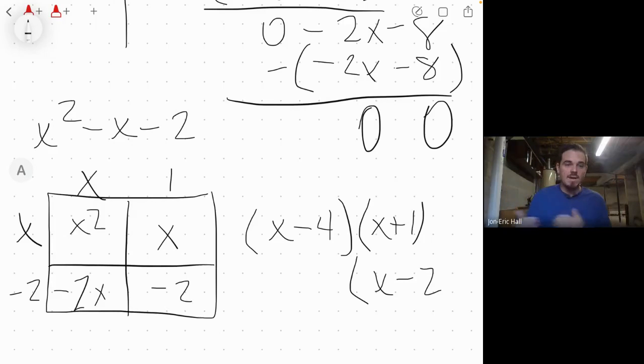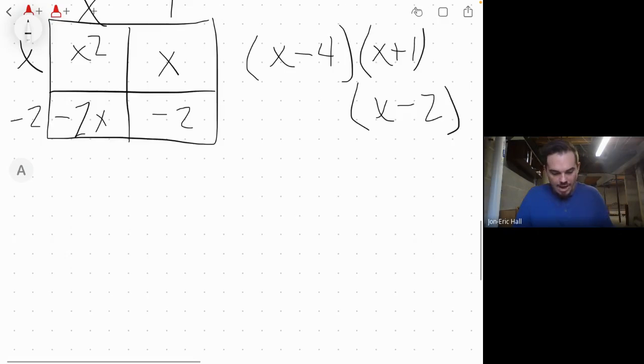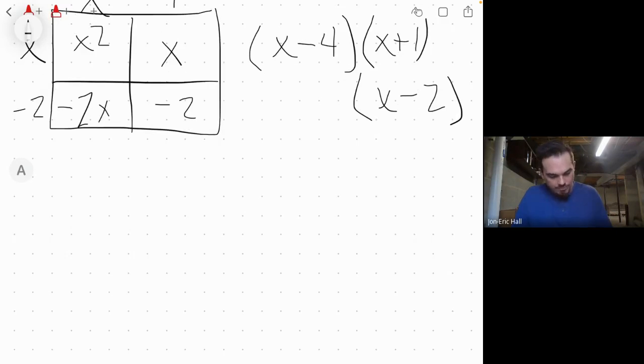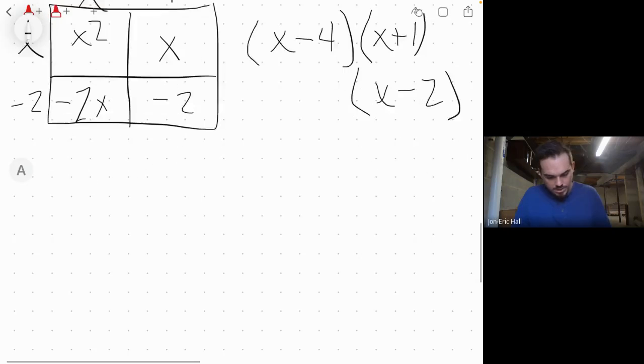Could you have graphed that and found them a lot quicker? Yes, but there are non-calculator parts of tests if we ever get to that point, so you got to be able to do this in reverse as well. So we've got this. Now it wants us to actually graph it as well. So I'm going to draw my graph here.